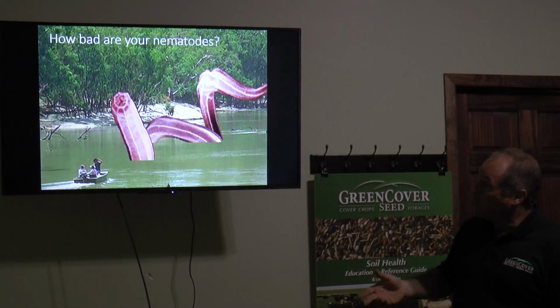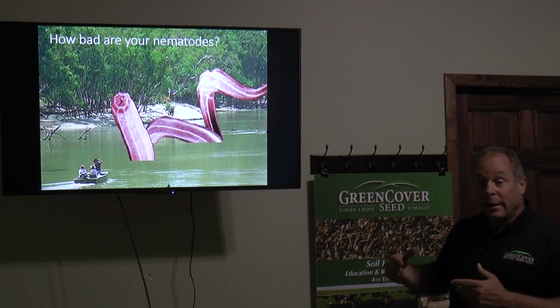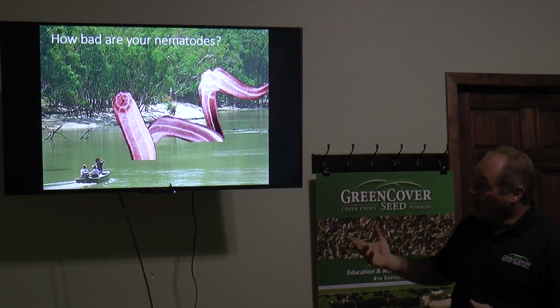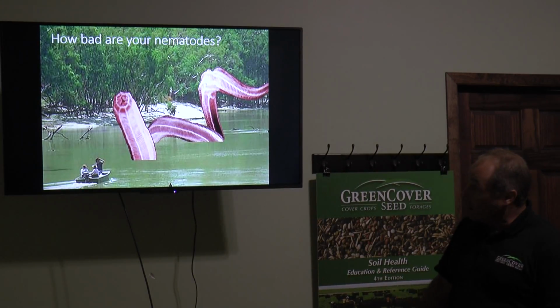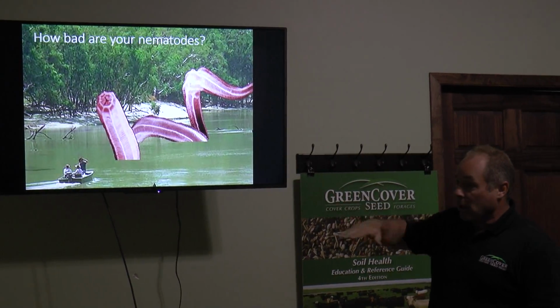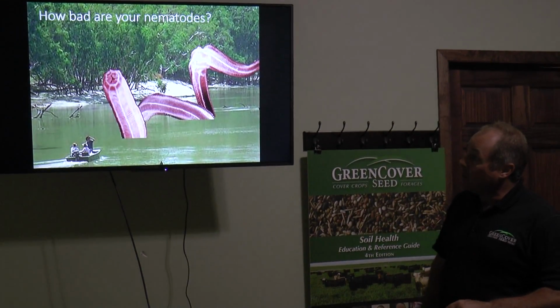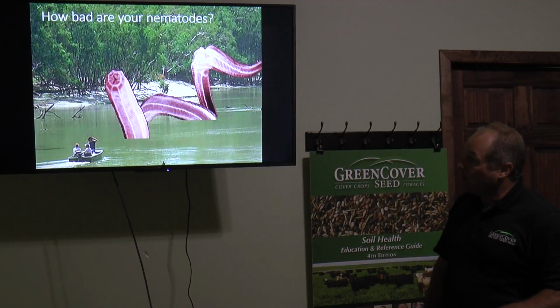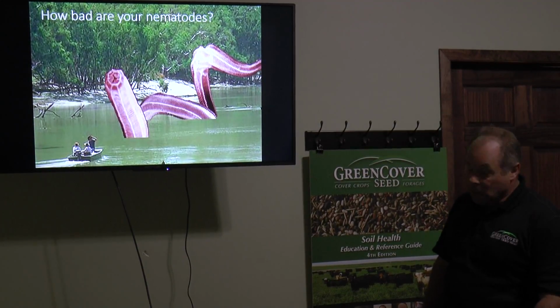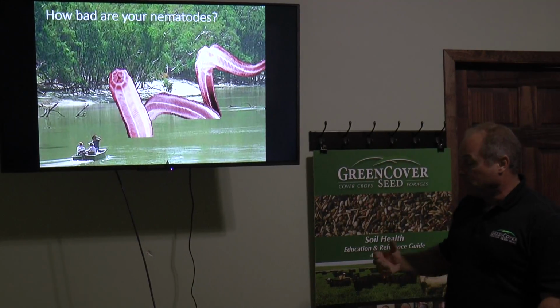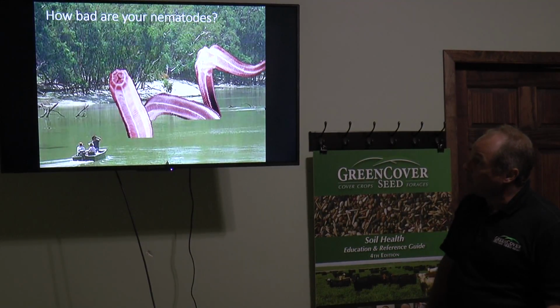Now some people have worse nematode problems than others. Sandy soil tends to have worse nematode problems. Irrigated soils a lot of times, river bottoms, because of the way nematode eggs are spread during flood events, oftentimes have worse nematode issues. Some crops are affected more by nematodes than others. Things like sugar beets, potatoes, root crops are particularly affected by nematodes.